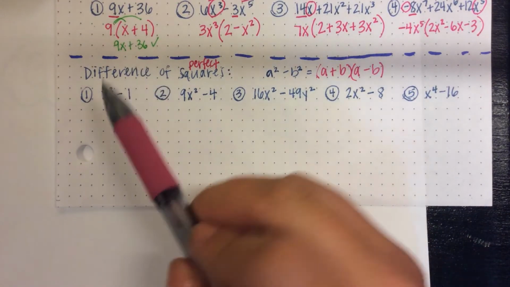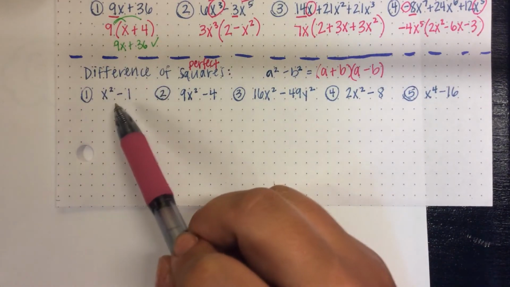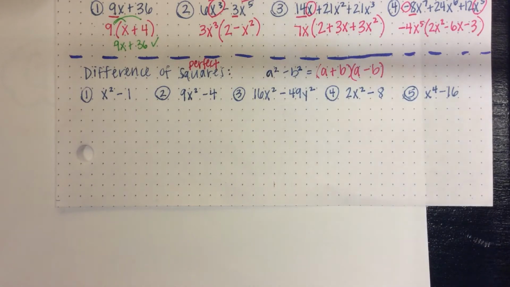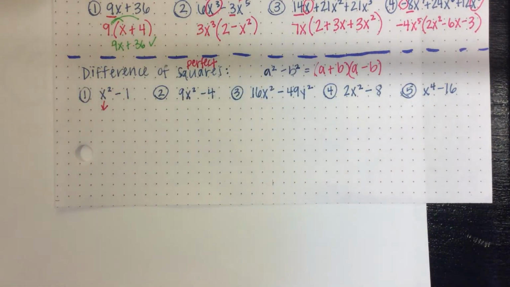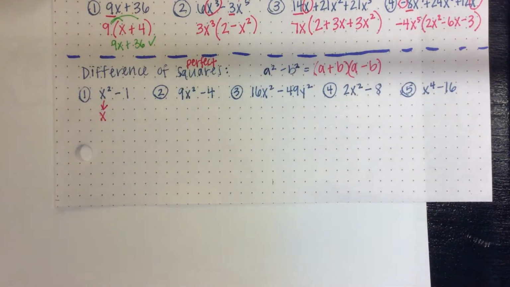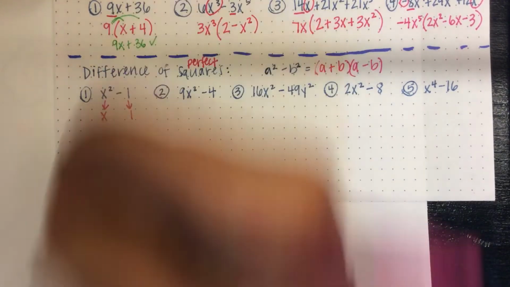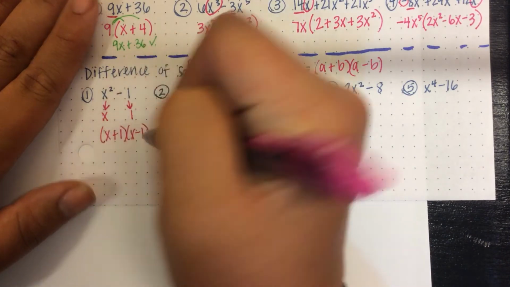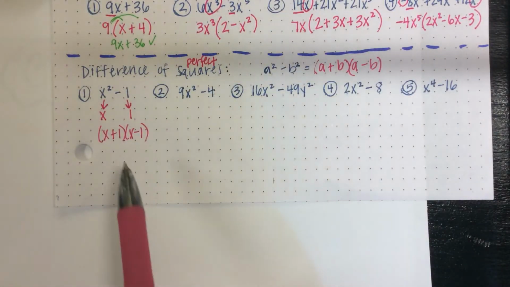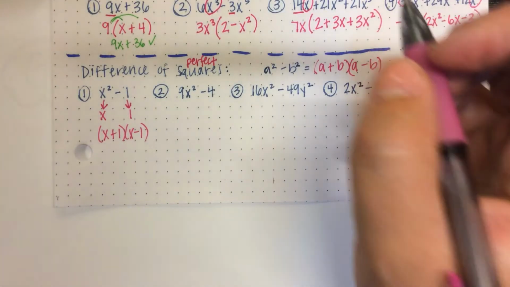All right, so for the first one, I have x squared minus 1. X squared is going to be a perfect square because it's x to the second power, it's x squared. And then 1's a perfect square, right? The square root of 1 is 1. And then I have subtraction, so I can do difference of squares. So the square root of x squared is just x. All right, the square root of 1 is 1, and then I plug them in. We have x plus 1, x minus 1. Okay, it does not matter if you do the plus, then the minus, or the first. That part doesn't matter.